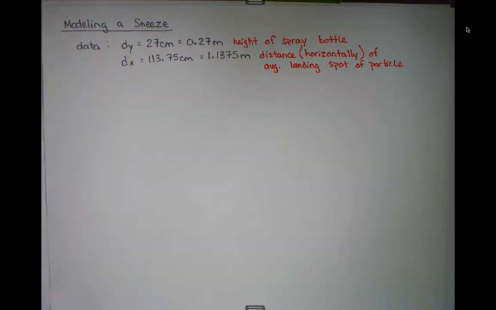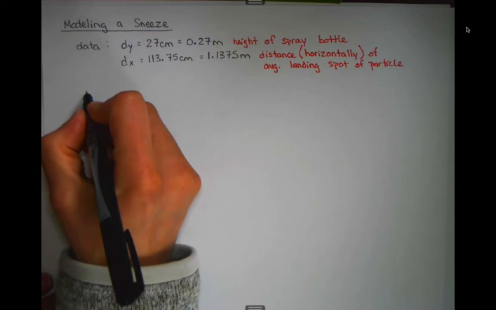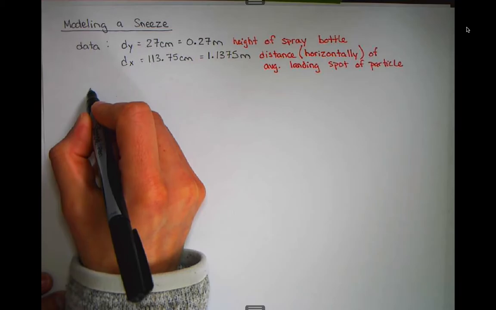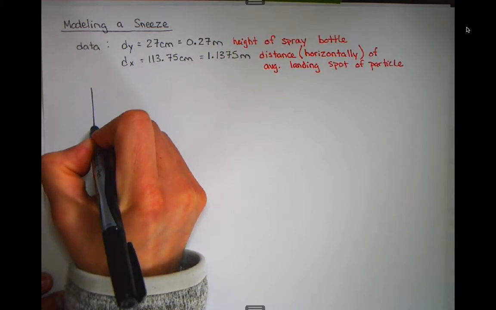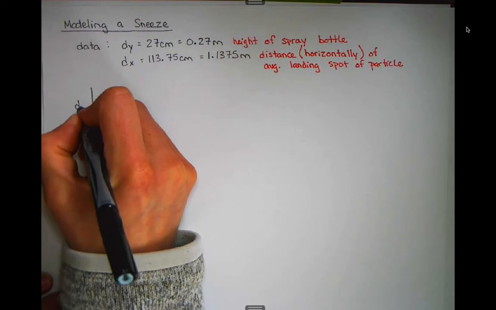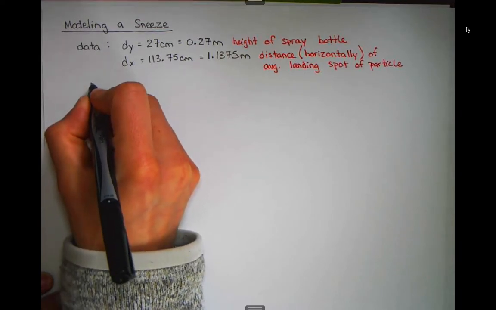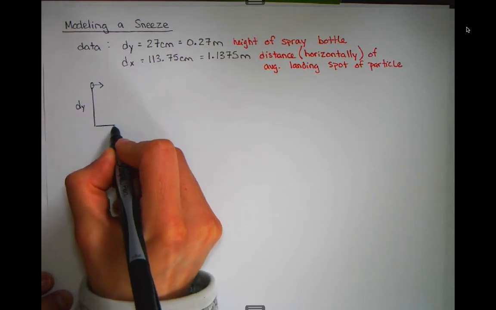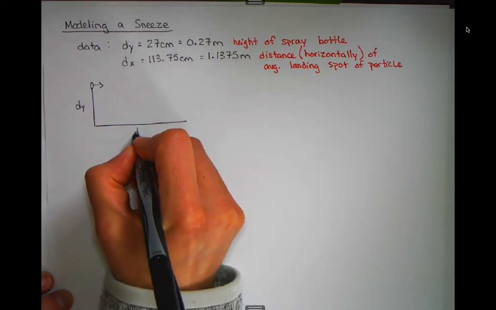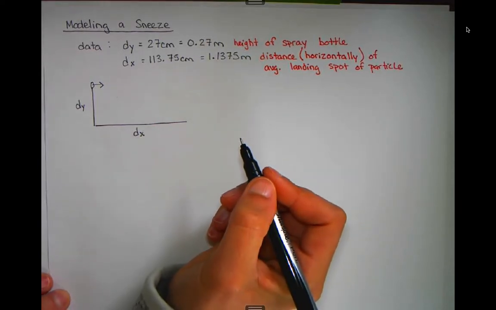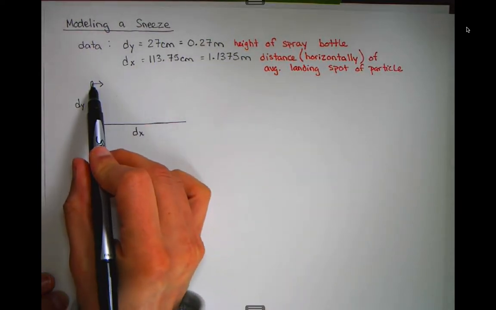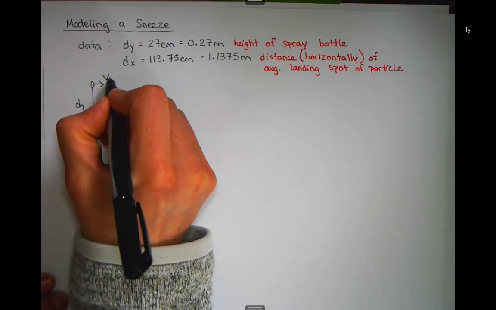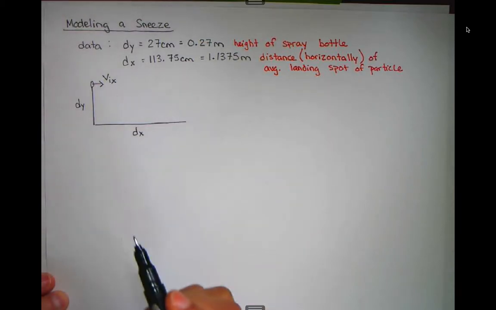And so now I'm going to draw a picture. I like pictures. Essentially what we did here is we had our spray bottle. Here's the height of my spray bottle, so this is dy. Here's the nozzle, where the particles are coming out. And then I have this distance in the x direction where all those particles landed. Remember, you want to make this a 0-degree angle so that they're coming out in this direction. So this will be the initial velocity in the x direction.